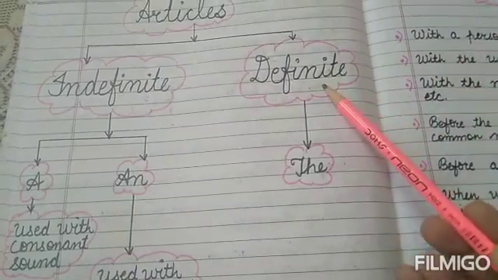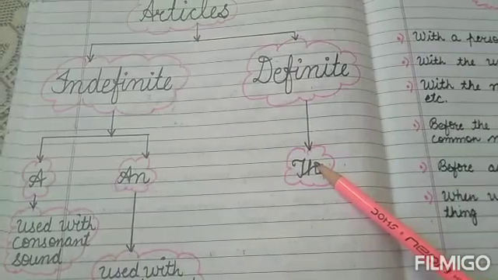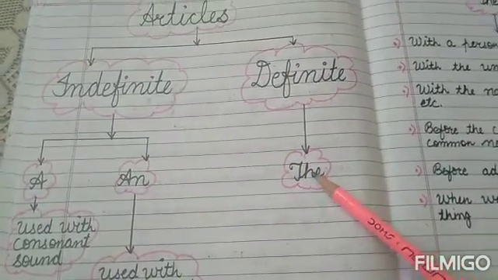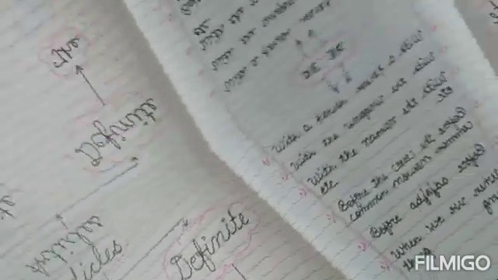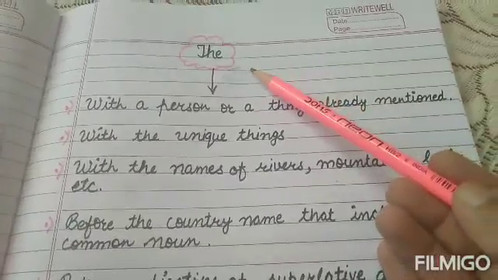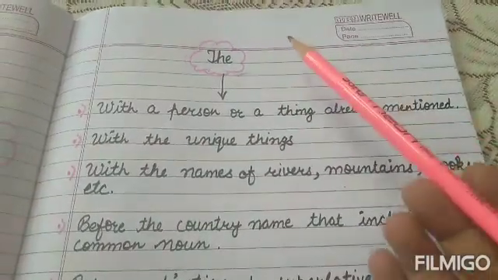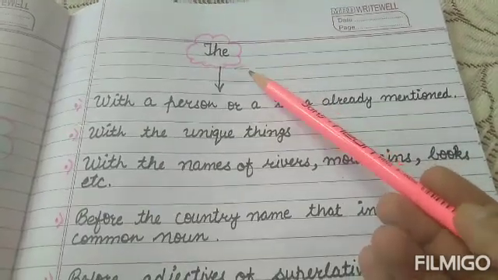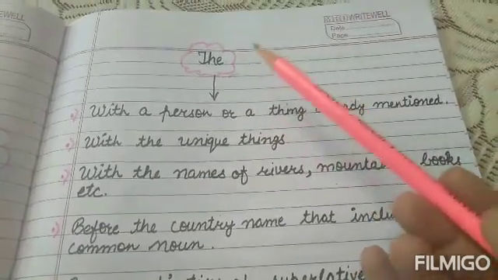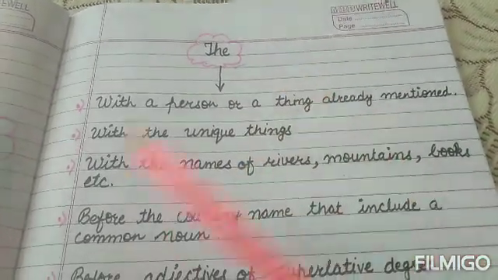Next comes the definite article. The definite article has only one article, that is the. It has its own uses. Let's know about this one. See, here we have the article the, which is a definite article. This article is used with singular as well as plural nouns. Let's know more about this article and its uses.